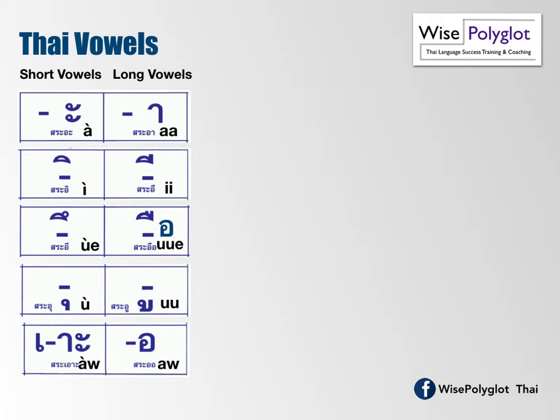If you forget what AW is, just think about the word law, like lawyer, and the lawyer is handsome, and handsome in Thai is law, law.